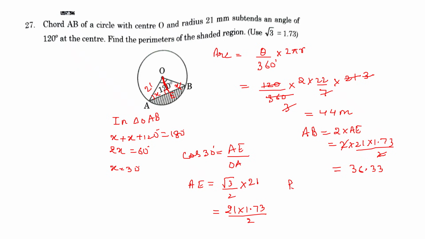So the perimeter will be 36.33 plus 44. If you add it, you will get the answer as 80.33 millimeters. So this is the answer for question number 27.